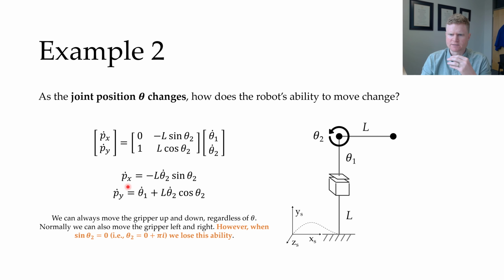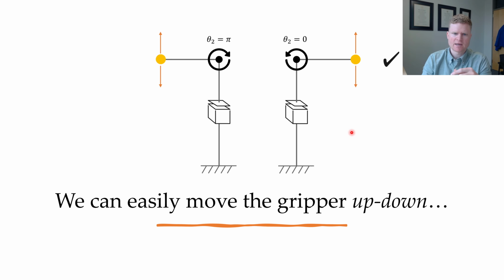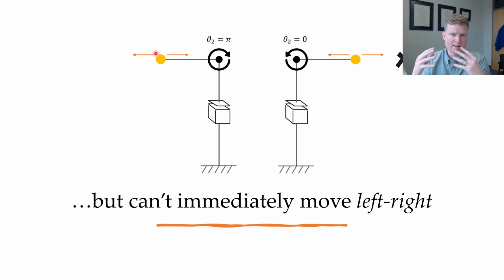And that's kind of interesting, right? Because in some configurations, this robot can move in that x-axis, moving left and right, but in other configurations, it can't. And I can show you that visually right here. If I look at the robot in these two configurations, here where theta 2 is equal to 0 and this one when theta 2 is equal to pi, it's very easy for the robot to move its end effector up and down, either actuating the first joint or the second joint. Both of those instantaneously are moving my end effector up and down, right? So it's very easy to have this sort of translation in the y-axis. But at those exact same configurations, it's impossible for my robot to instantaneously move in the x-axis. I cannot immediately move left or right.